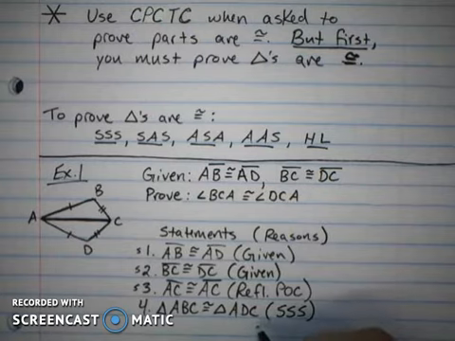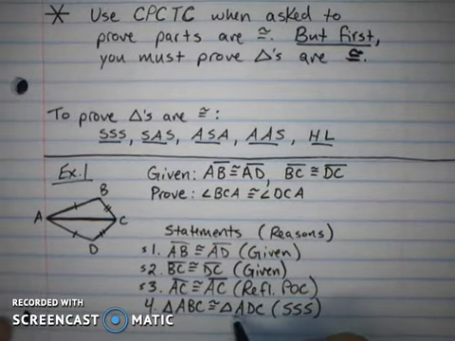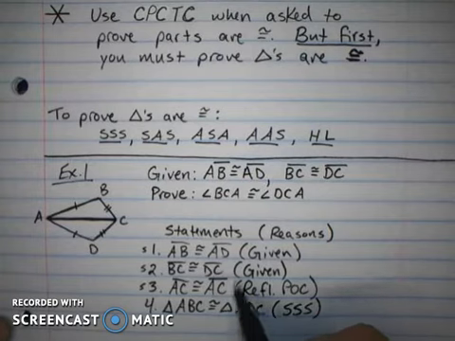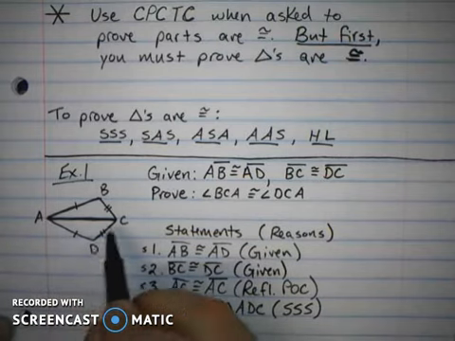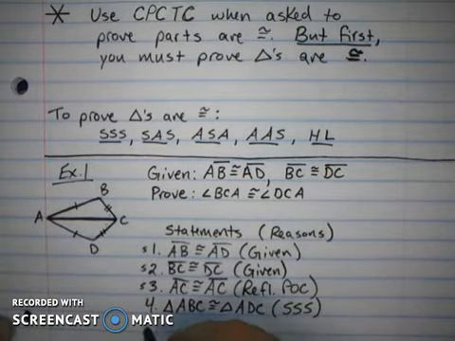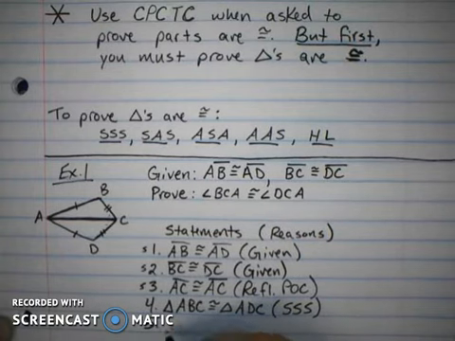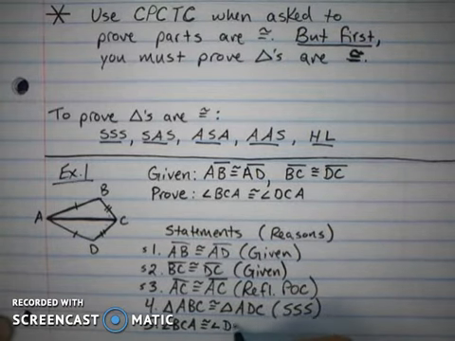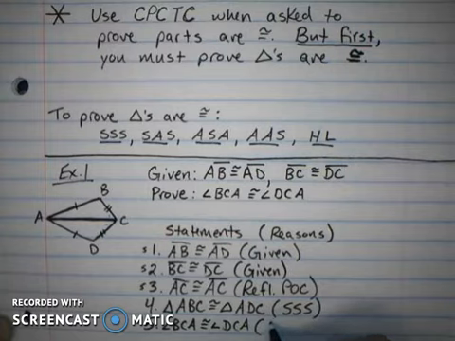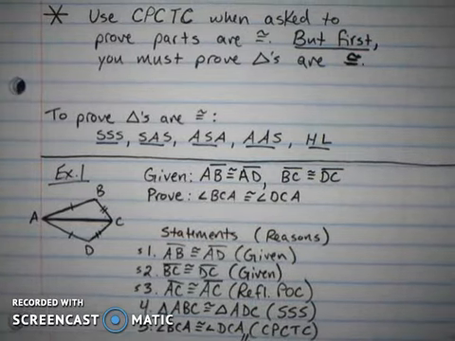Now, we're not done with the proof. All that enables me to do now is to say that since these congruent triangles are given this way, their corresponding parts are congruent. Angle BCA and angle DCA are corresponding parts, so they have to be congruent by CPCTC. So that's our final statement, that angle BCA is congruent to angle DCA because of CPCTC. And that finishes the proof.